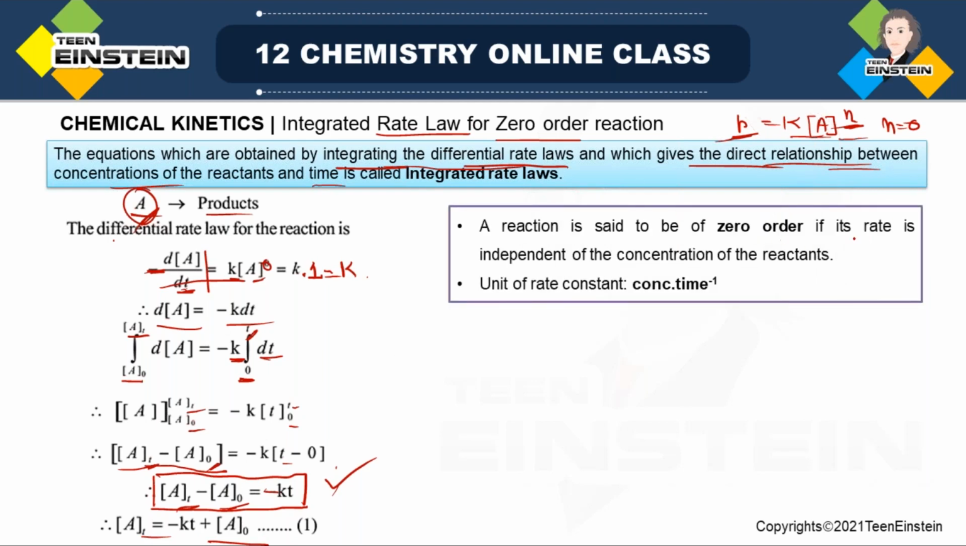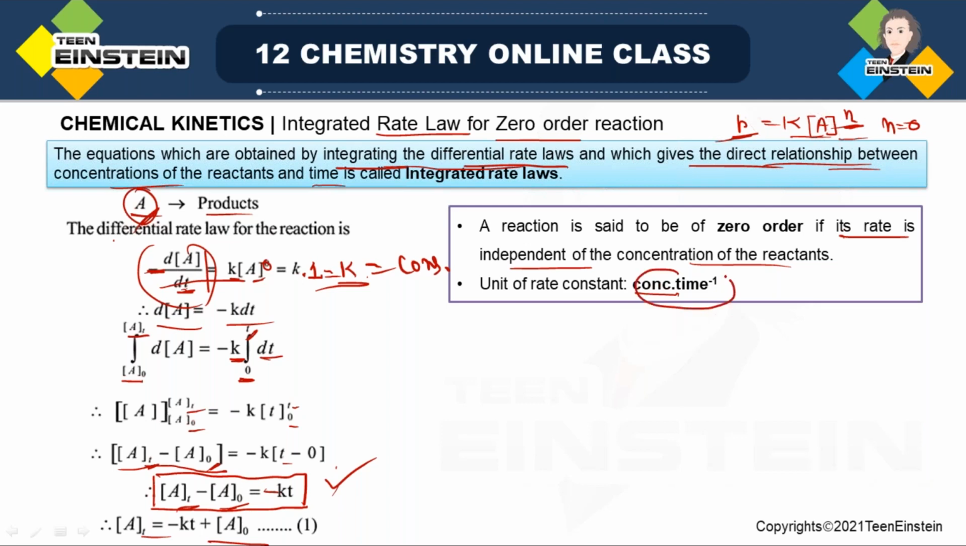So a reaction is said to be zero order if its rate is independent of the concentration of the reactant. Because here, see, minus dA/dt is actually equal to K and K is constant. That means it is not dependent on the concentration. And remember, the unit of rate constant here is concentration multiplied by time inverse. Now concentration means moles per liter, that is molarity. And time may be second inverse, minute inverse, hour inverse, or day inverse, like this. So this is the unit for rate constant only for zero order reaction.